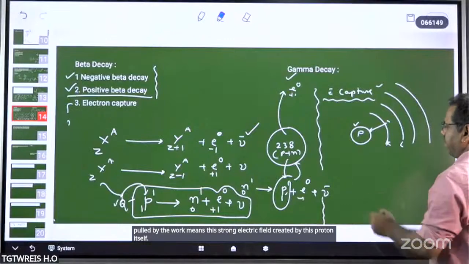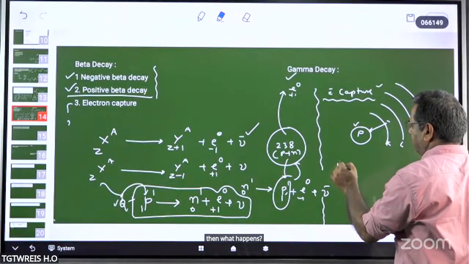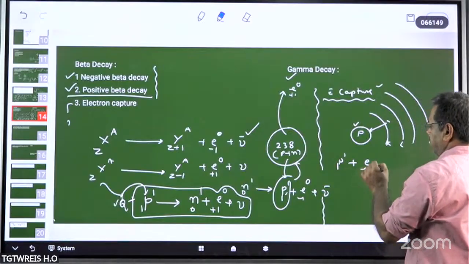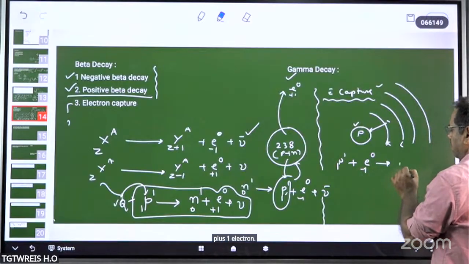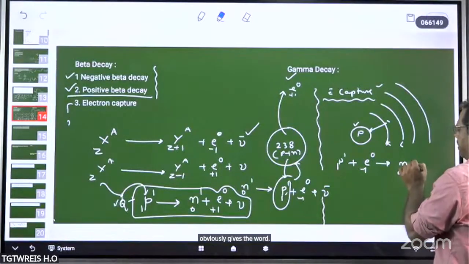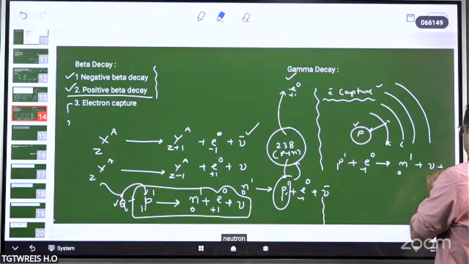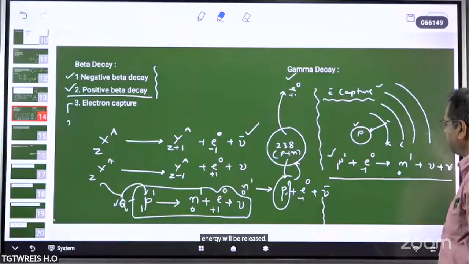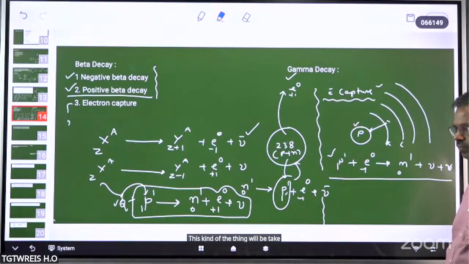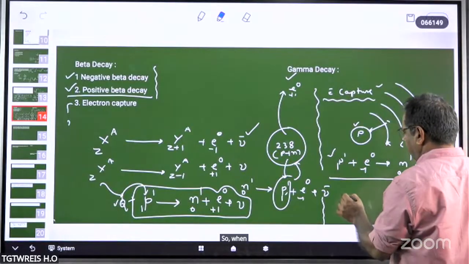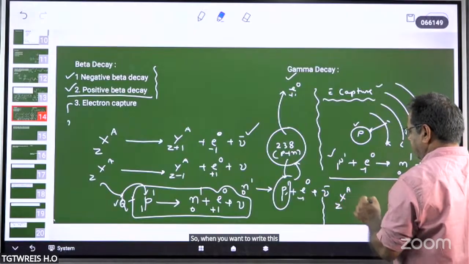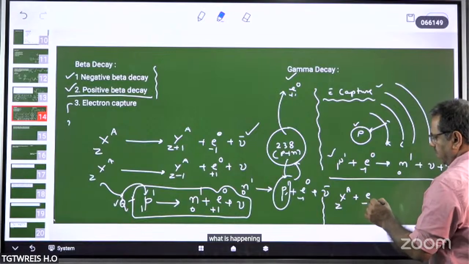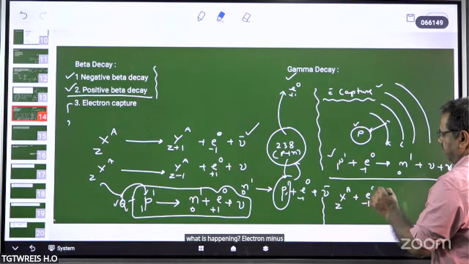Then what happens? One proton plus one electron obviously gives a neutron, and some energy will be released. This kind of thing will take place. So when you want to write this equation: X, Z, A, what is happening? Electron -1, 0.